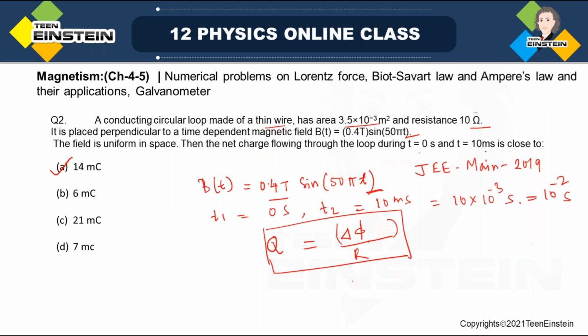I hope you have understood this. The net charge flowing through the loop during this time we have calculated, and we used this formula: d phi by R. We have to find out the change in the flux and divide that by the resistance of the coil.